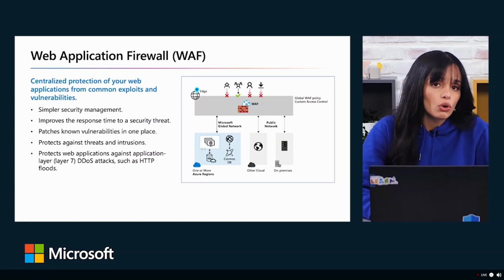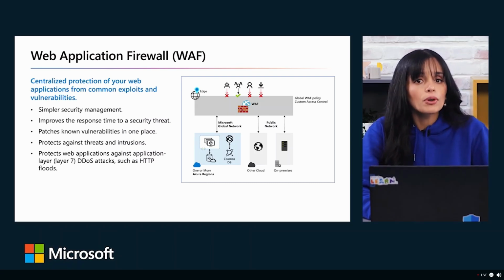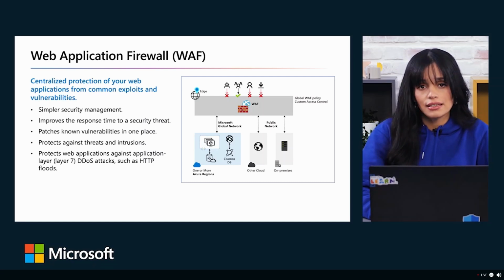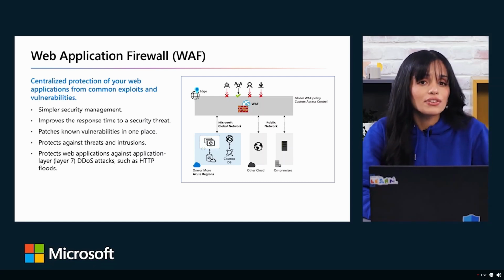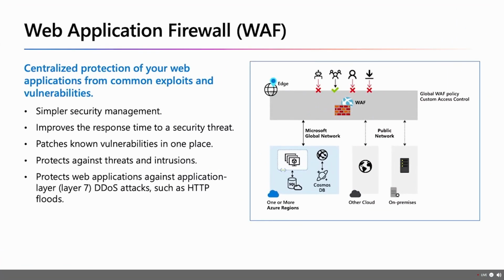Web Application Firewall, or WAF, provides centralized protection of your web applications from common exploits and vulnerabilities. A centralized WAF helps to make security management simpler and also improves the response time to security threats. In addition, it allows patching known vulnerabilities in one place instead of securing each web application separately. A WAF also gives application administrators better assurance of protection against threats and intrusions.